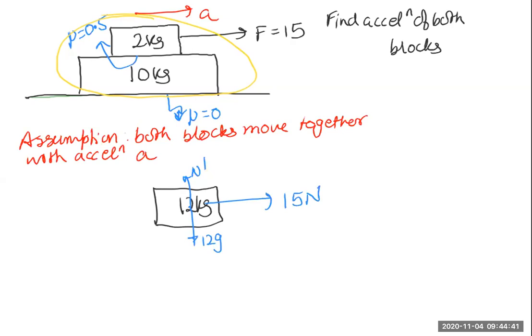So this tells me that 15 will be equal to 12A, so A will be equal to 15 by 12, which is equal to 5 by 4 meter per second square. Right? तो मैंने क्या किया?